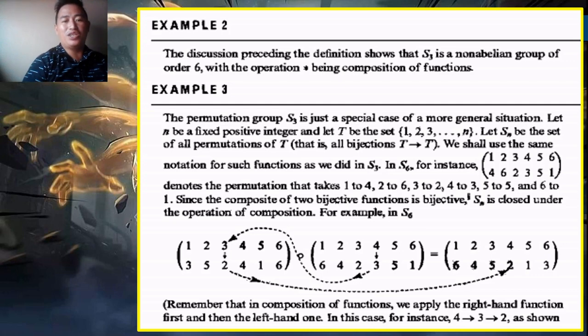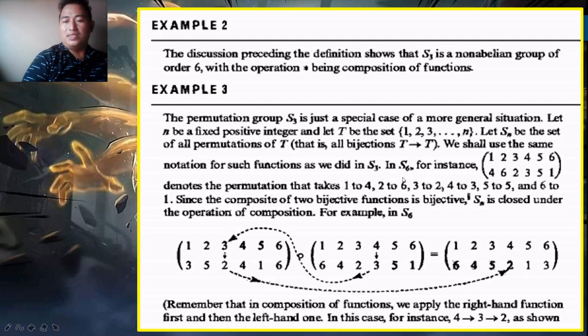Sige, the permutation group S3 is just a special case of more general situation. So, let n be a fixed positive integer, then t be the set from 1 to n. So, let Sn be the set of all permutations of t. Okay, so we shall use the same notation for such function as we did in S3.